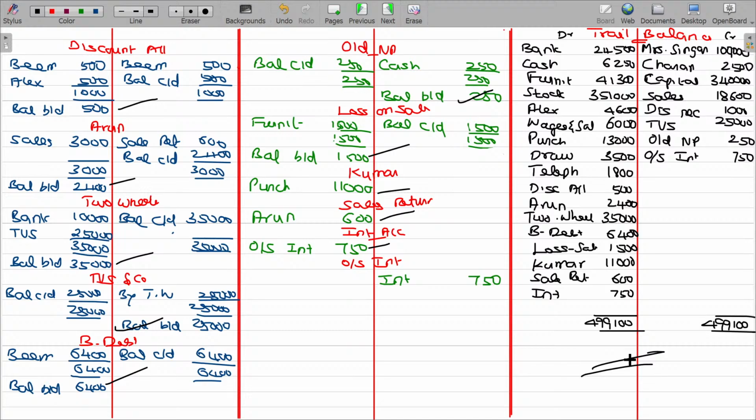In the next class, I will solve the same illustration using computer software like Tally. Tally is a paid version. We have a free version. So we try to solve this illustration using the free versions, that you can use for your small business also, right?